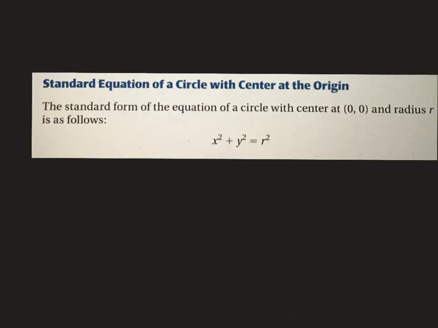Here we go, the standard equation with the center at the origin. Everything we're going to do today, the center is going to be at the origin. Center is 0, 0, radius is r, but look at the equation, it has an r squared. So when you see your equation, the number on the right-hand side will be the square of the radius. So to find the radius, you actually have to take the square root. Let me show you a couple examples here.